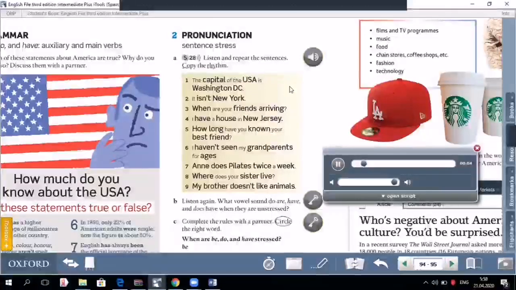One. The capital of the USA is Washington, D.C. Two. It isn't New York. Three. When are your friends arriving? Four. I have a house in New Jersey. Five. How long have you known your best friend? Six. I haven't seen my grandparents for ages. Seven. Aaron does Pilates twice a week. Eight. Where does your sister live? Nine. My brother doesn't like animals.